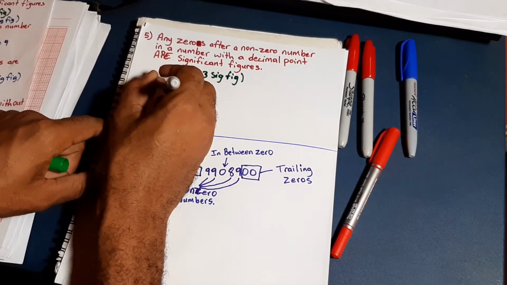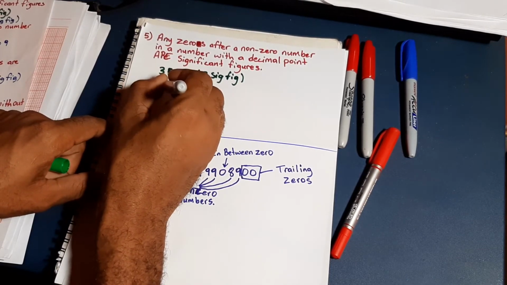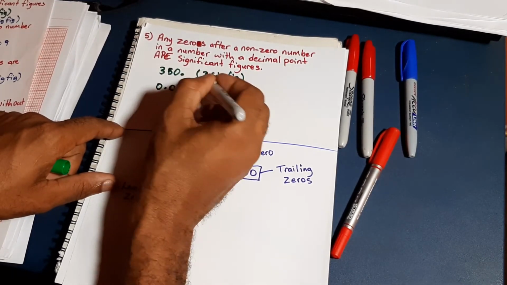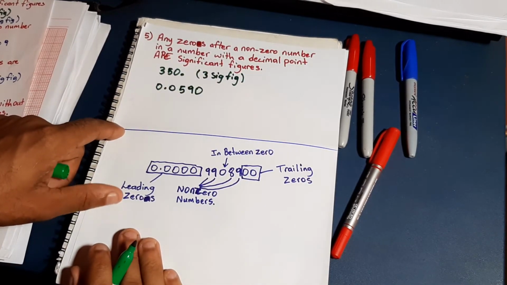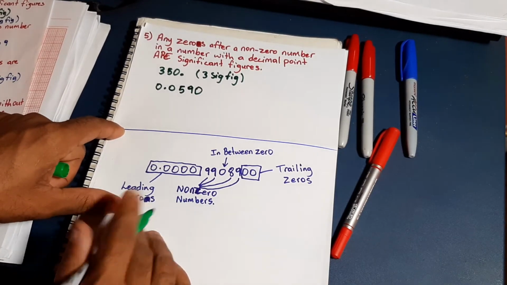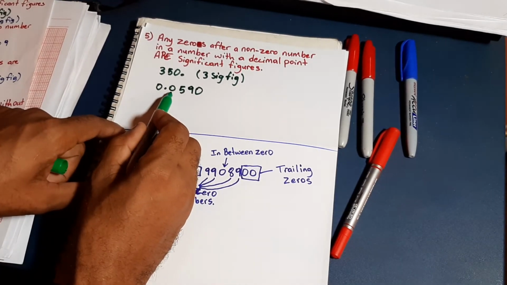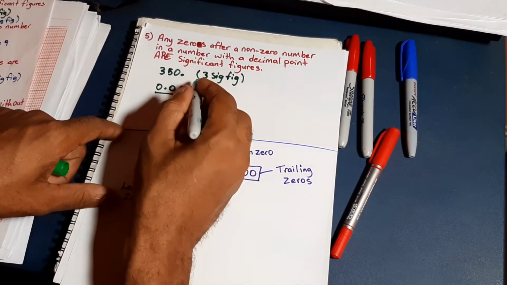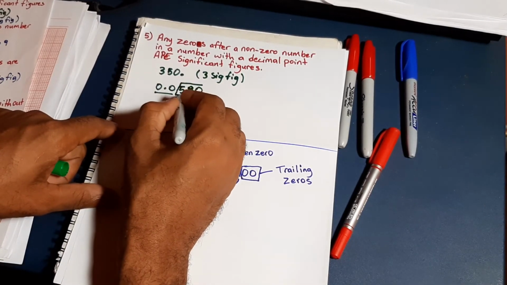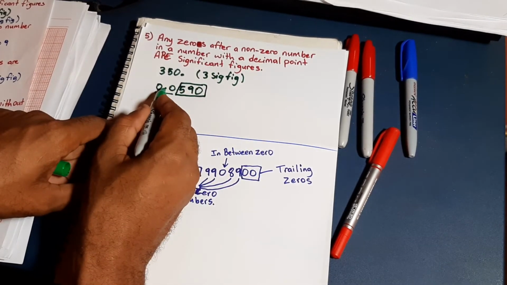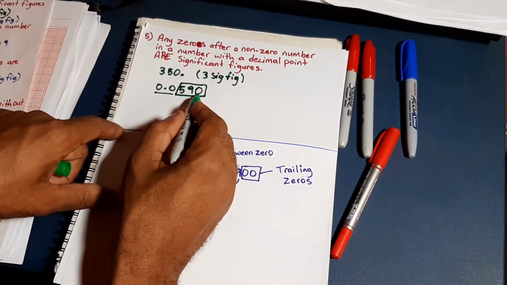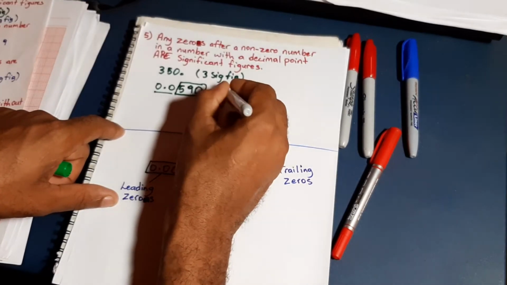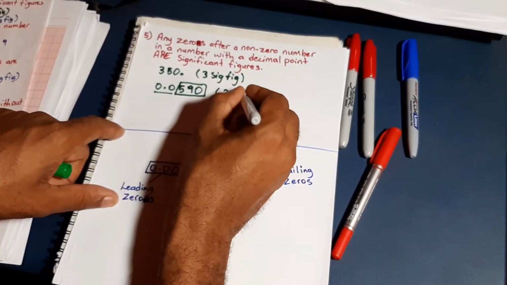So let's go again. If I had 0.0590, how many significant figures is this number written to? Now remember, we would not consider these leading zeros to be significant figures. These are the significant figures. Why? This number has a decimal point, so we have to consider this trailing 0 to be a significant figure. So this number is written to 3 significant figures.